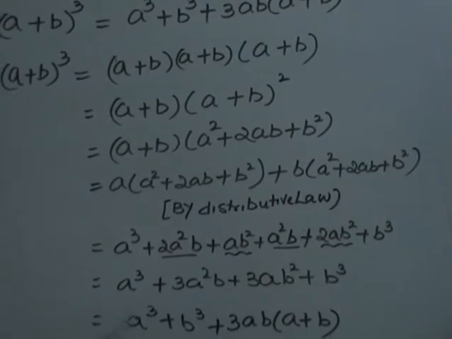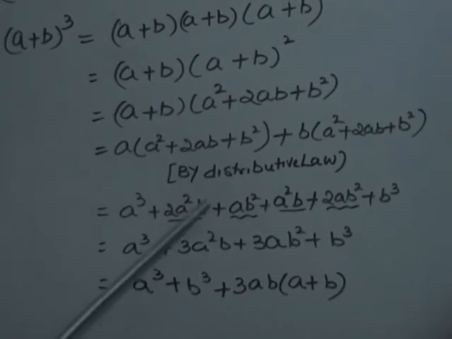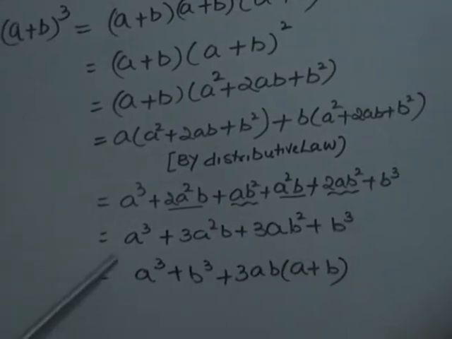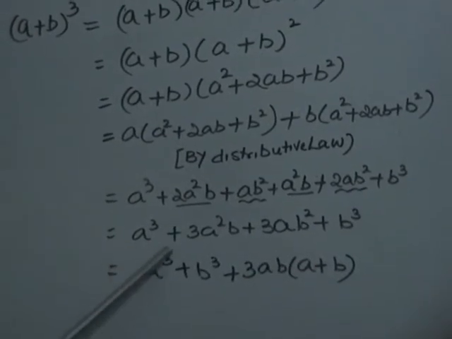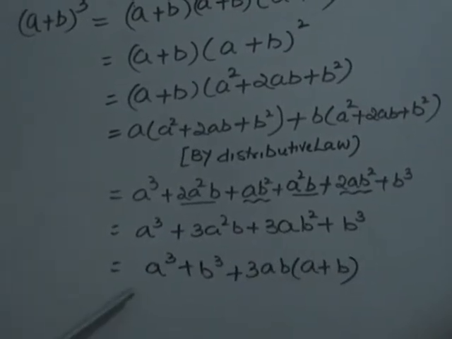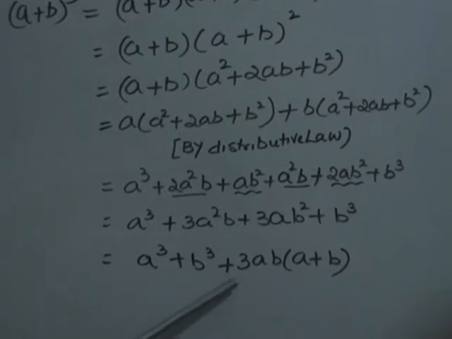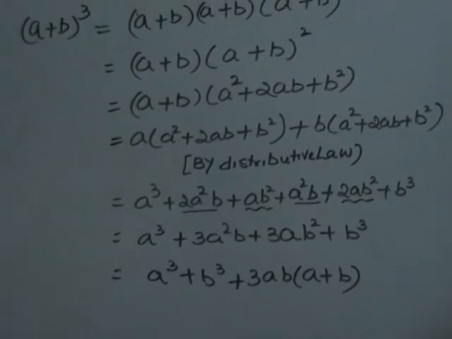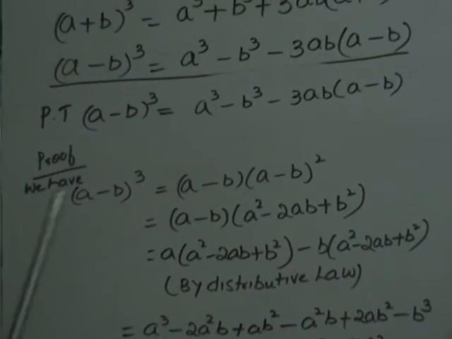By distributive law, we get a into (a square + 2ab + b square) + b into (a square + 2ab + b square). That is a cube + 2a square b + ab square + a square b + 2ab square + b cube. Rearranging the terms, you get a cube + 3a square b + 3ab square + b cube, that is a cube + b cube + 3ab(a + b), which is nothing but (a + b) whole cube.